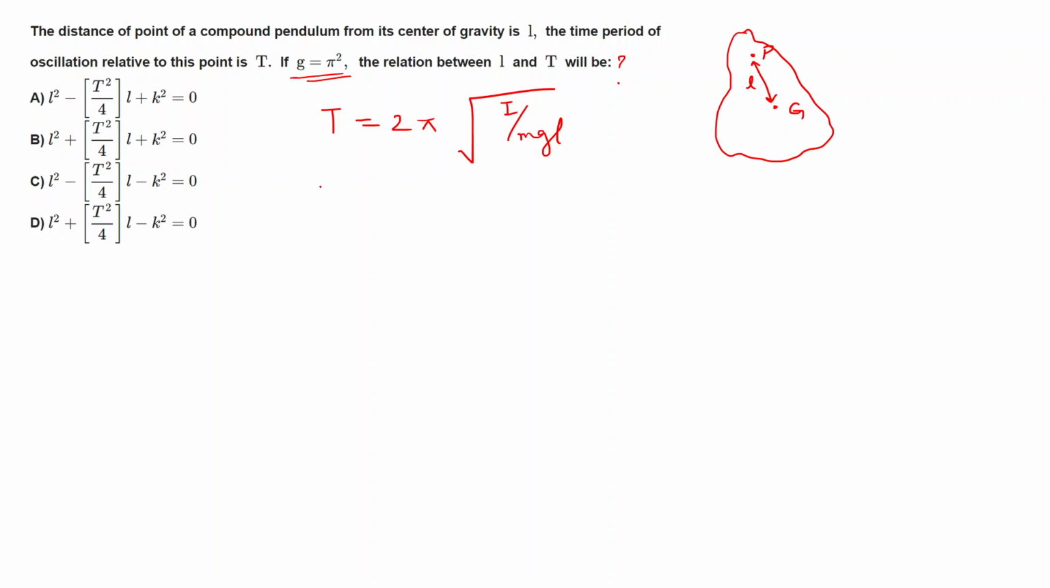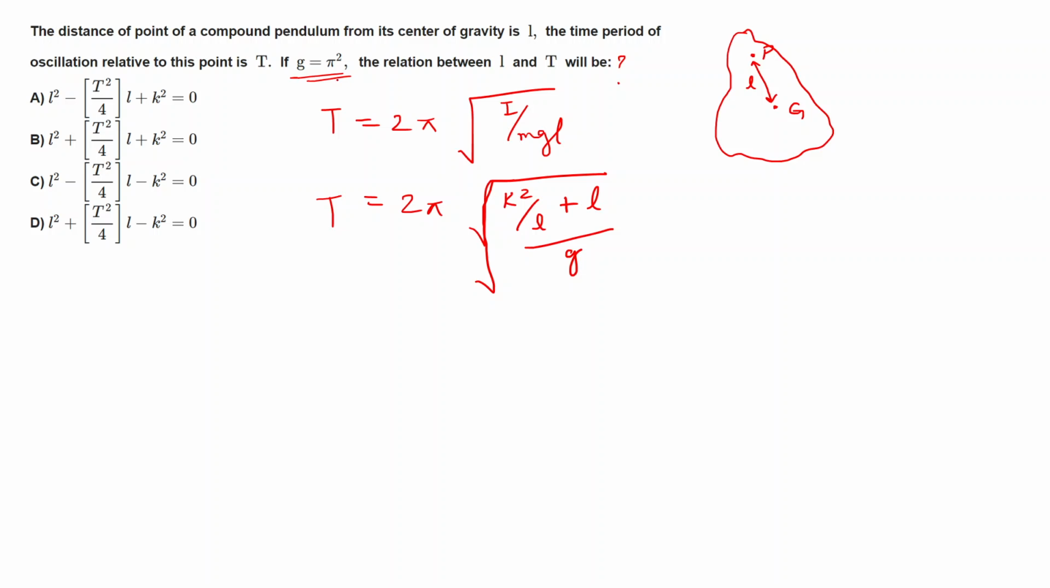Now, in terms of radius of gyration, again we don't need to derive it, we already know. In terms of radius of gyration, we can write the time period as 2π root of (k square by l plus l) divided by g. This whole thing is under the root. This is another form of time period when we know the radius of gyration directly.